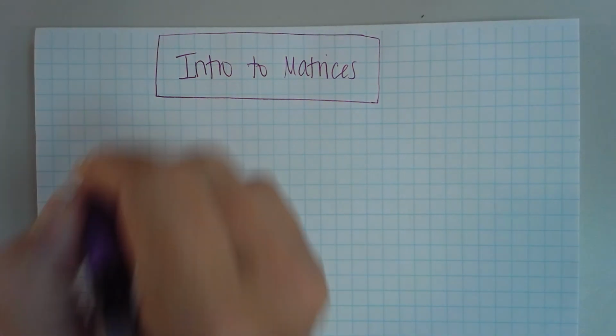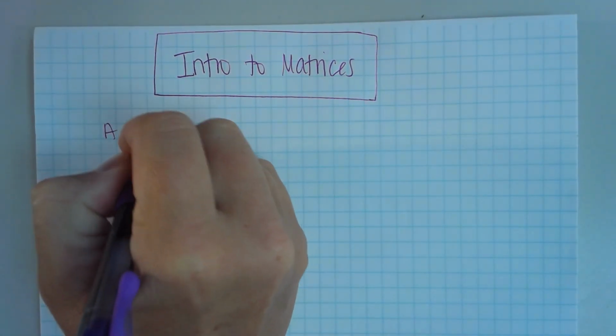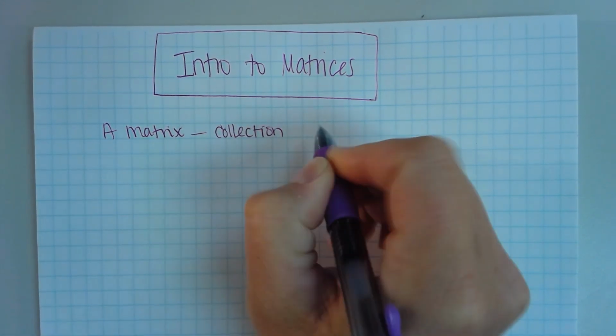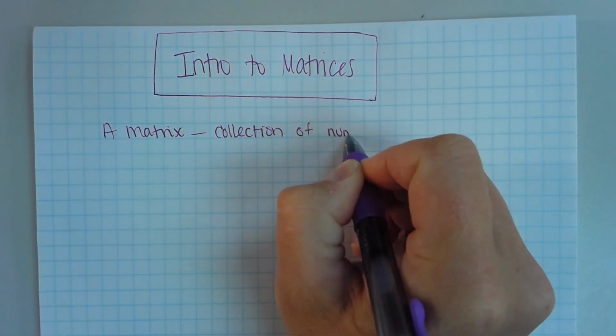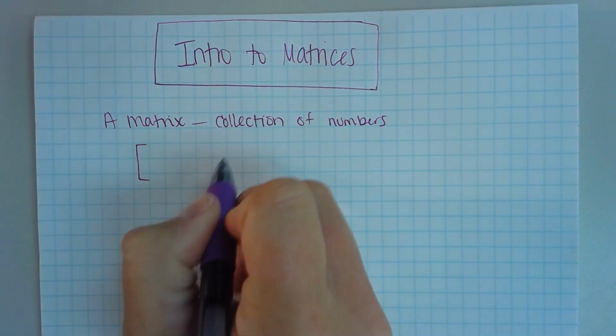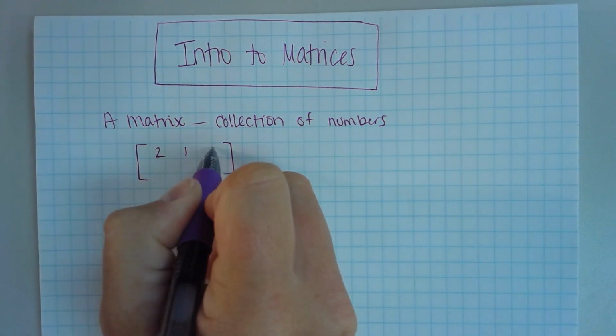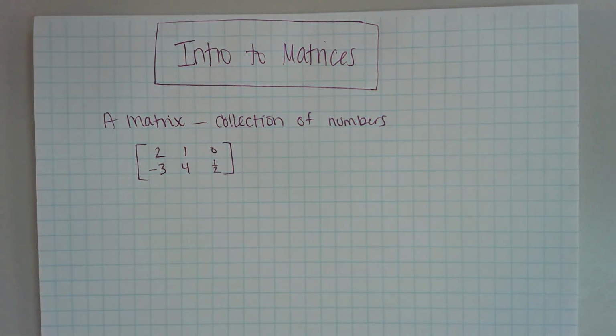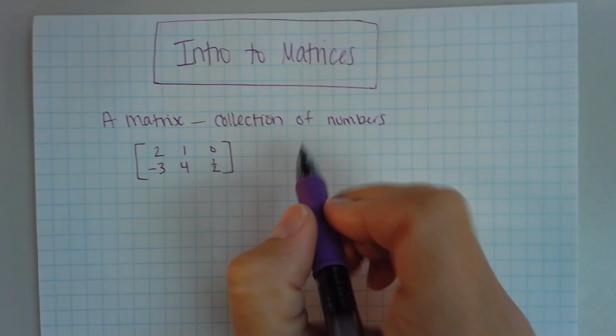A matrix is just a collection of numbers, very similar to an Excel spreadsheet. We're just not going to see the grid. So an example of a matrix would be something like this. That's a matrix. And this matrix has 6 numbers in it, or 6 elements in it.